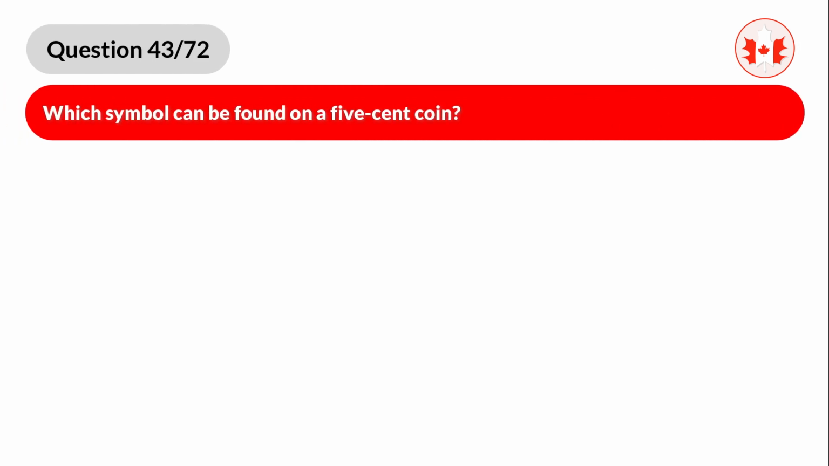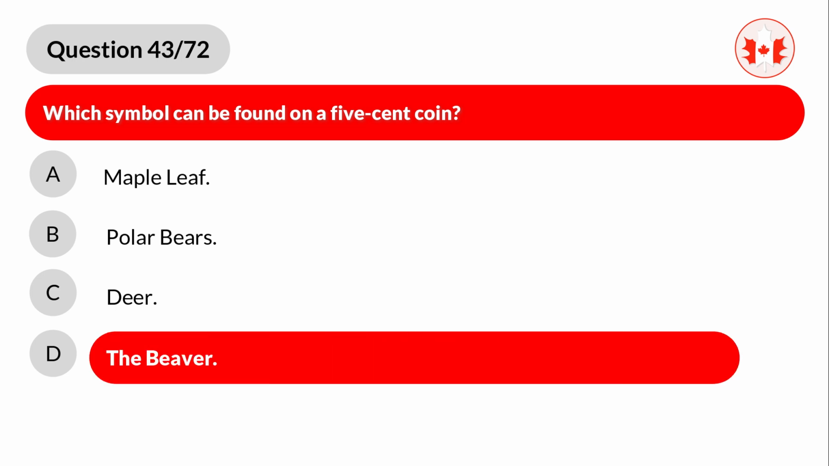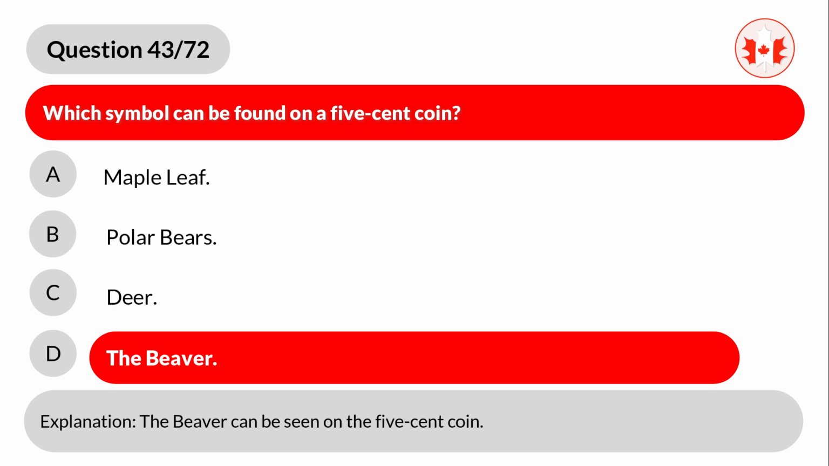Question 43. Which symbol can be found on a 5-cent coin? A. Maple leaf. B. Polar bears. C. Deer. D. The beaver. The correct answer is D. The beaver. Explanation: the beaver can be seen on the 5-cent coin.